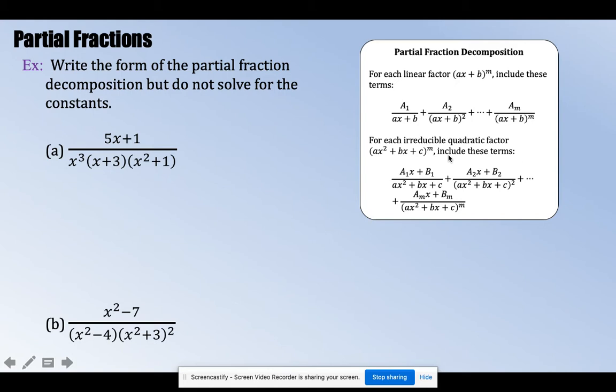Now, I must admit, I don't like the whole subscript thing. I tend to just use the alphabet. I'll say A, B, and C, or I'll say AX plus B and then CX plus D. I don't really like to use all the subscripts. I get kind of lost in that.